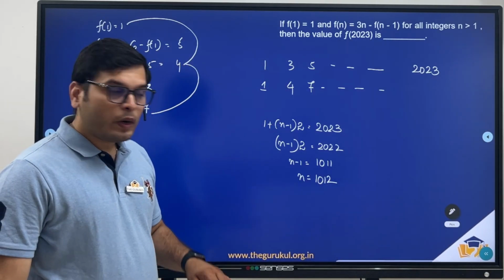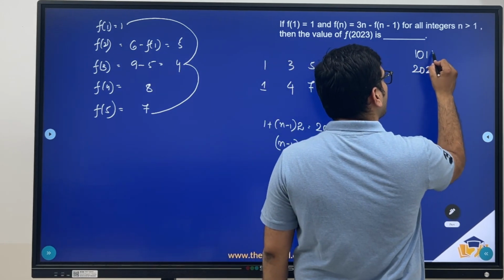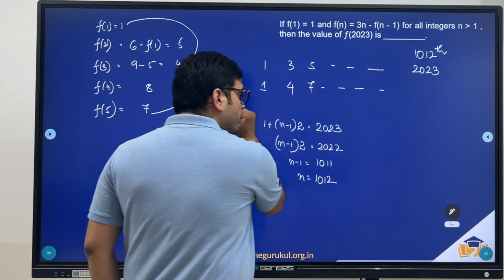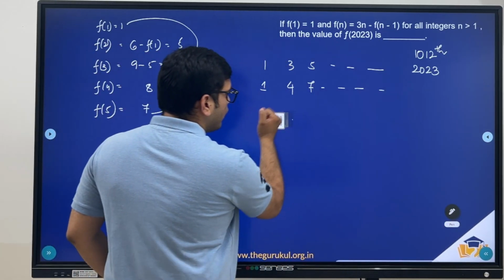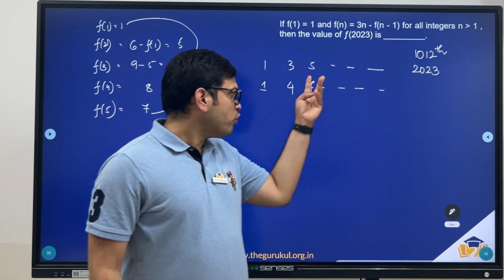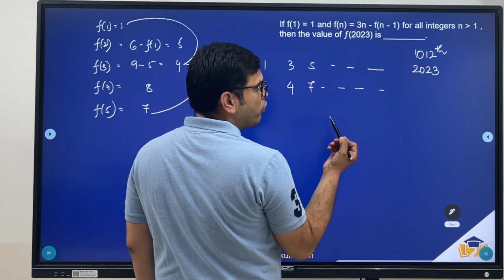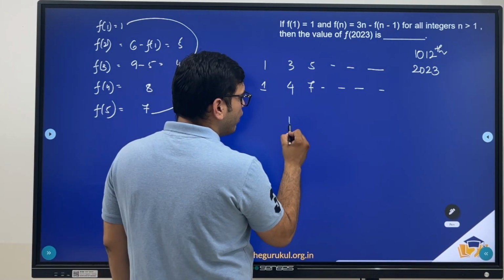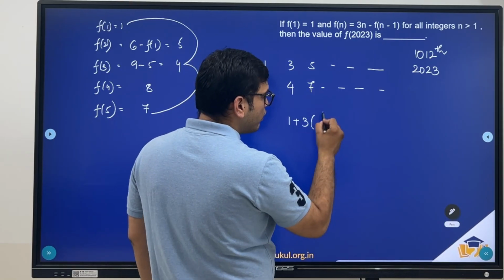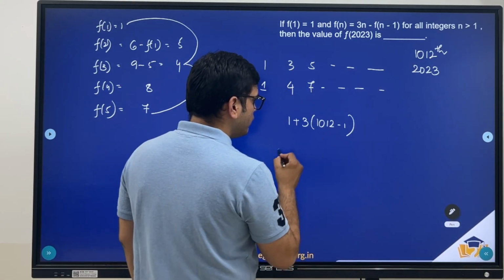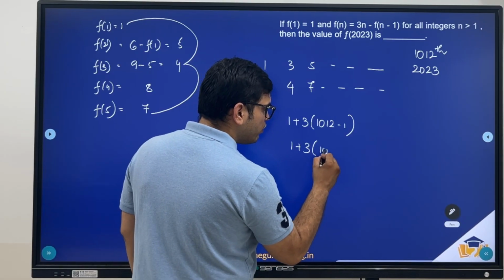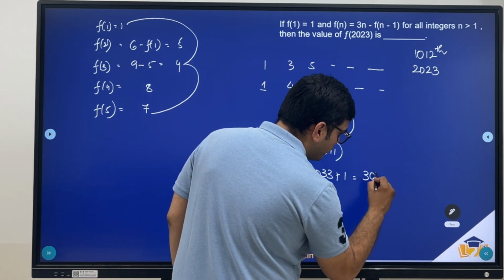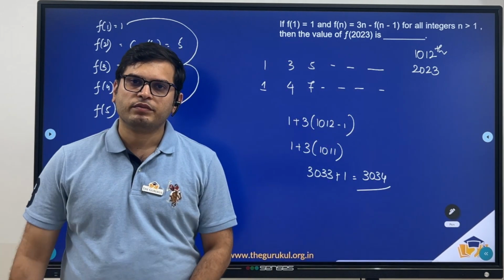12. So 2023 is the 1012th term, right? Now we need to find the value of that term. These are the values of the corresponding terms with the common difference 3. So the value of the 1012th term, f of 2023, would be 1 plus 3 into (1012 minus 1), so 1 plus 3 into 1011. Now this is 3033 plus 1. 3034 should be the answer to this question.